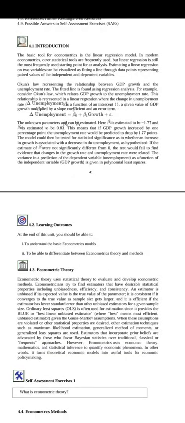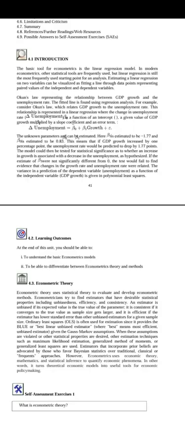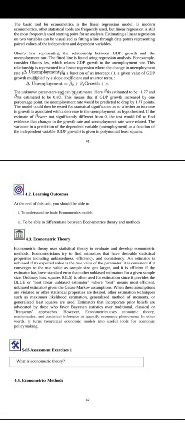So the whole thing has been explained here, saying that the unknown parameter B1 estimated here is minus 1.77, and B0 is estimated as 0.83. This means that if GDP growth increased by 1 percentage point, the unemployment rate would be predicted to drop by 1.77 percentage points. The model could then be tested for statistical significance, as to whether, okay, is our model true?